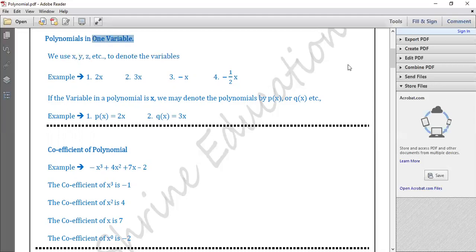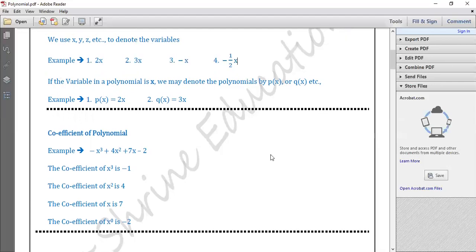And what is meant by one variable? That will be only one variable. For example, 2x is one variable. If it is 2x plus 3y, then it is two variables. So 2x is one variable, 3x is one variable, minus x is one variable, and minus half x is one variable. We don't care about the symbol, we care about the variable, so we are just working on one variable. These are all examples of one variable.